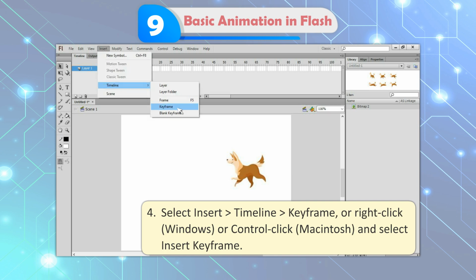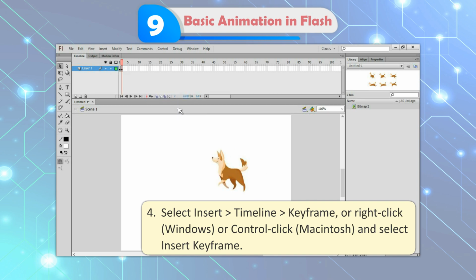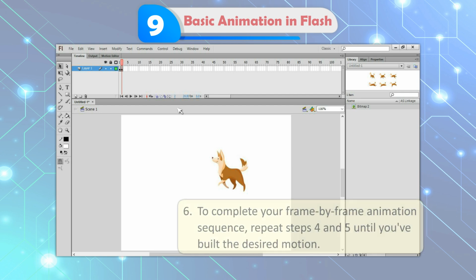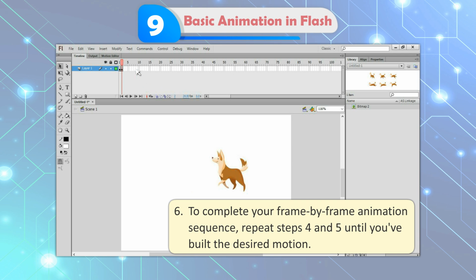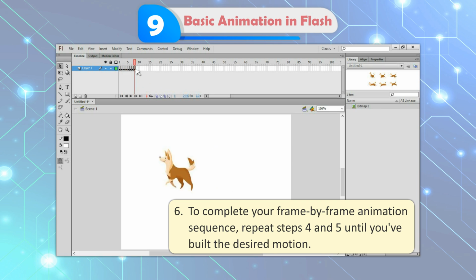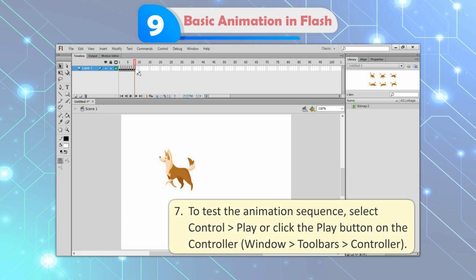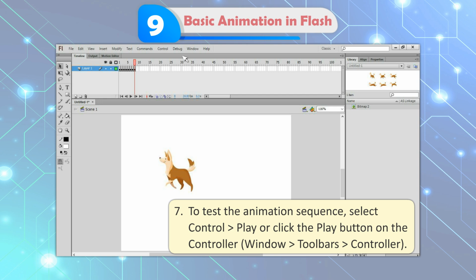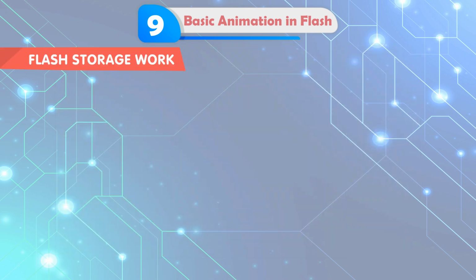Select Insert Timeline Keyframe, or right-click (Windows) or Control-click (Macintosh) and select Insert Keyframe. 5. To develop the next increment of the animation, alter the contents of this frame on the stage. 6. To complete your frame-by-frame animation sequence, repeat steps 4 and 5 until you've built the desired motion. 7. To test the animation sequence, select Control, Play, or click the Play button on the Controller toolbar.